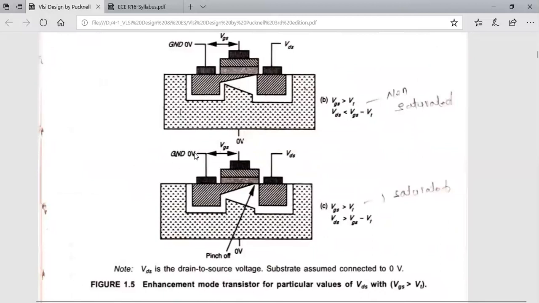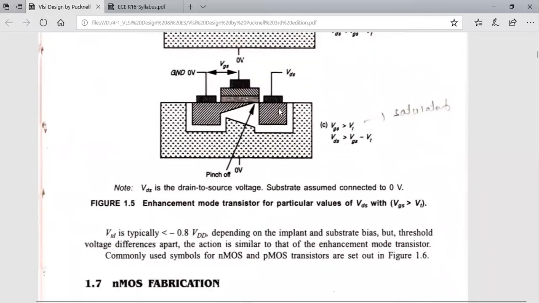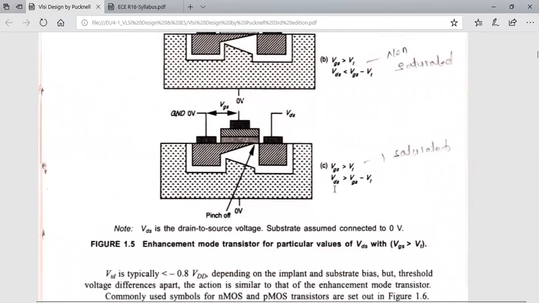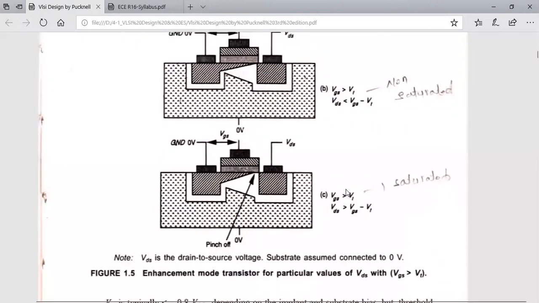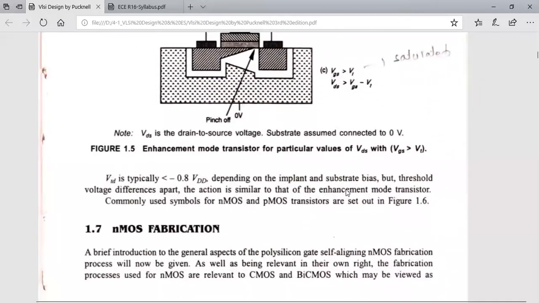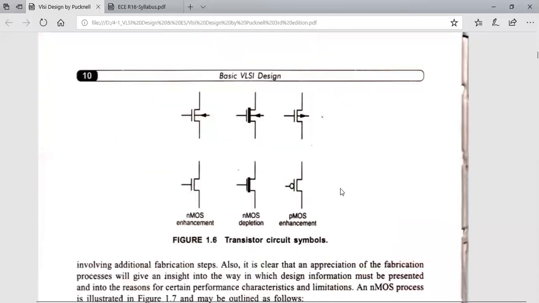Same thing is, so you see here, this is the pinch off. I further improved the voltage much more, so there is a pinch off. Generally we used to call it as saturation. So generally transistor will be acting as a switch. In the linear region, we can see the general operation of the transistors.